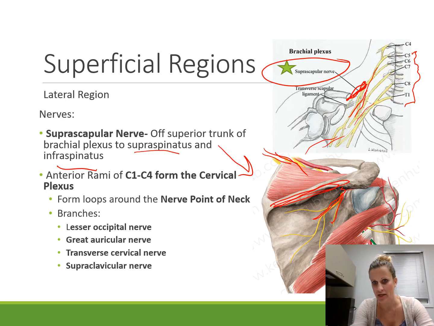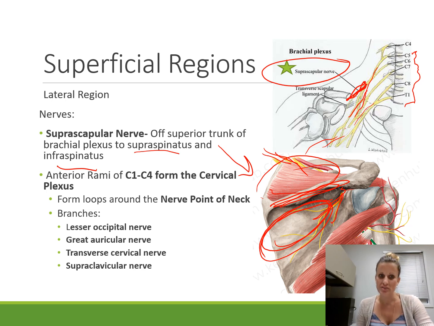This is the spine of the scapula. So the supraspinatus is the muscle above the spine. The infraspinatus is not shown here, but it's the muscle below the spine. So the suprascapular nerve is going to come off of the brachial plexus and then go back around to the back of the scapula. We also see the cervical plexus formed in the lateral region.